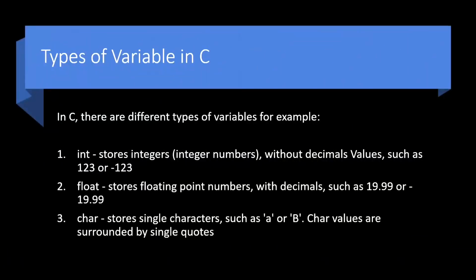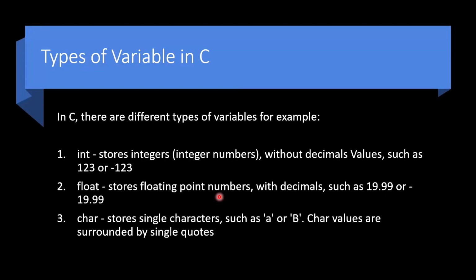Now let's discuss the data types in C. First we have integer, which stores integer values from negative infinity to positive infinity, but only values that don't have any decimal point, for example 123 or -123. After that we have the float data type, which stores decimal values. You can see 19.99 is a decimal point value, and we can also store positive and negative values.